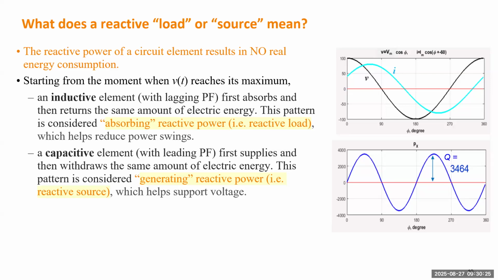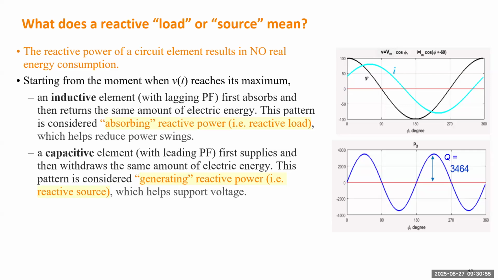So if any device behaves in such a way, using the reference of voltage at the peak value, this is called a reactive power load or absorbing reactive power. So if your system has such a device, it will help reduce power swing. Later in the line modeling session, we'll talk about why such devices are able to limit the power swing.